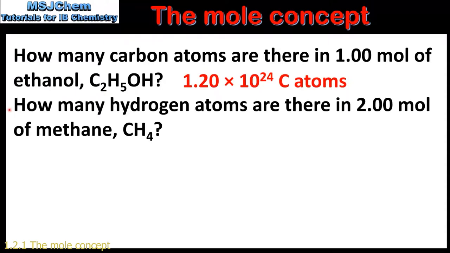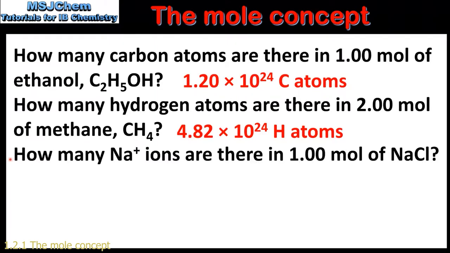The next question was, how many hydrogen atoms are there in 2 moles of methane? And the answer is 4.82 times 10 to the 24 hydrogen atoms. 1 molecule of methane has 4 hydrogen atoms. So the calculation is 2 multiplied by 4 and then multiplied by the Avogadro constant.